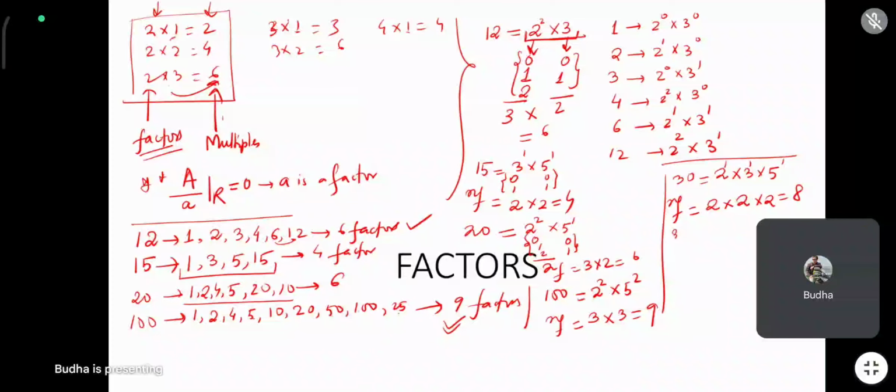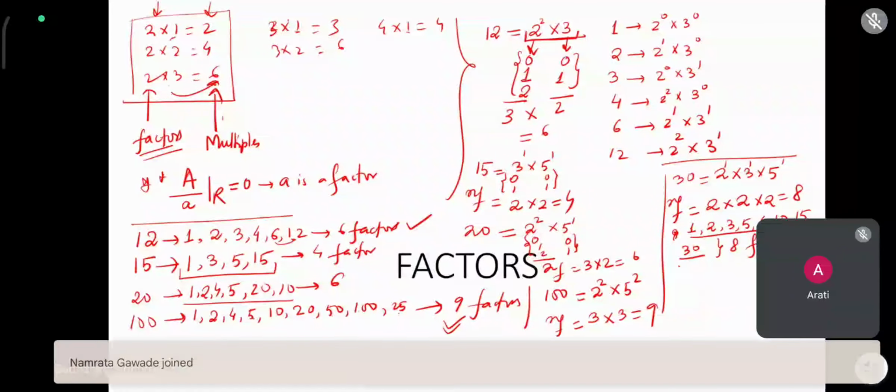So let us count those 8 factors. क्या क्या हो सकते हैं? 1 होगा, 2, 3, 5, 6, 10, 15, 30. Did I miss any number? No, sir. Okay. So is it 8? कुल मिला के देखो 8 factors हो गए. Yes, sir.